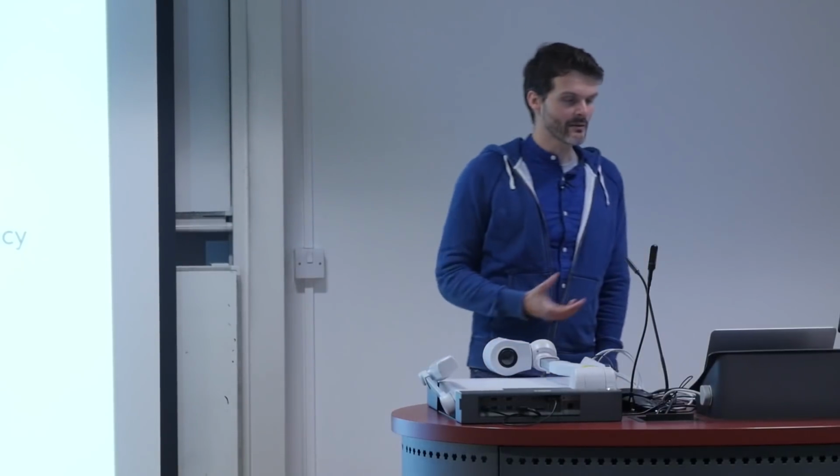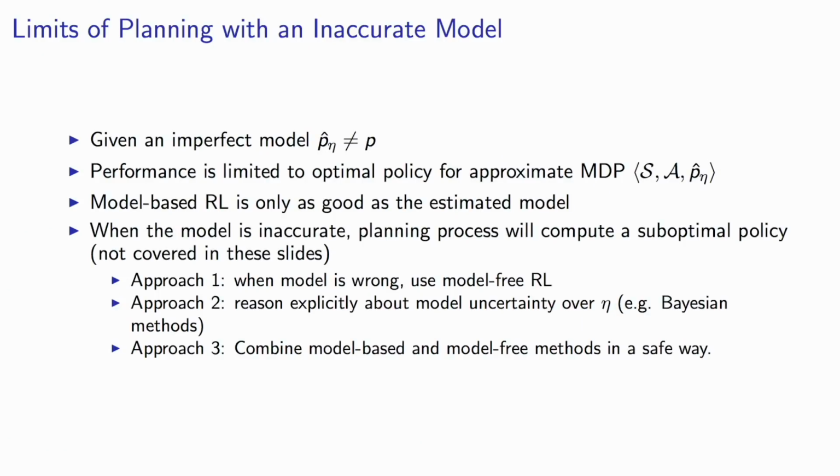So the question here that we also want to answer, at least partially, is how do you deal with that? How can you still plan when you have an inaccurate model? So one way you could go about this is just to not rely on it. Whenever the model is wrong, use model-free reinforcement learning. Additionally, or alternatively, a second approach might be that you could potentially reason explicitly about the uncertainty of your model. For instance, you could reason about the uncertainty of your parameters of the model.